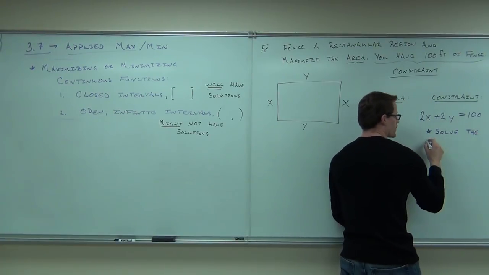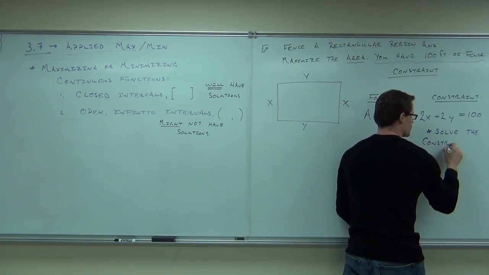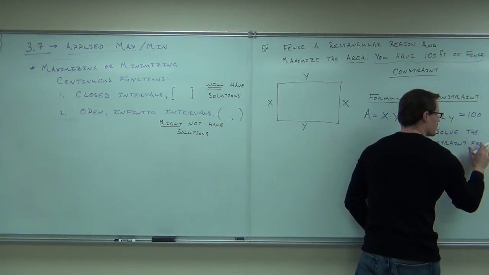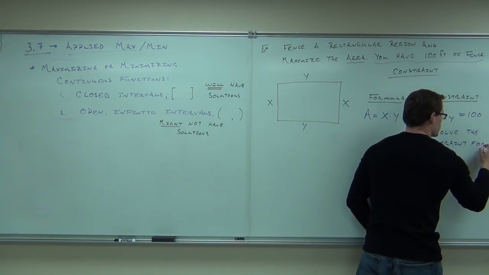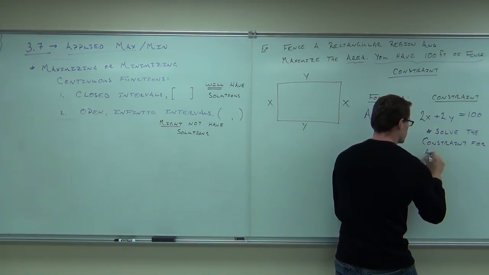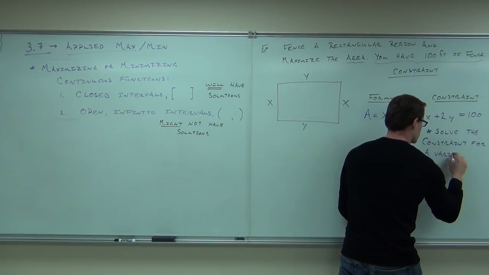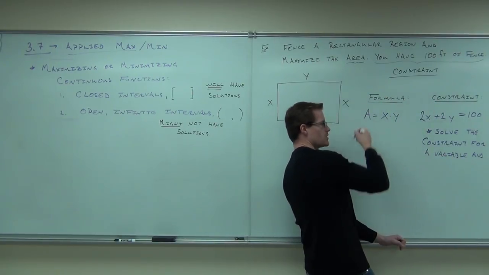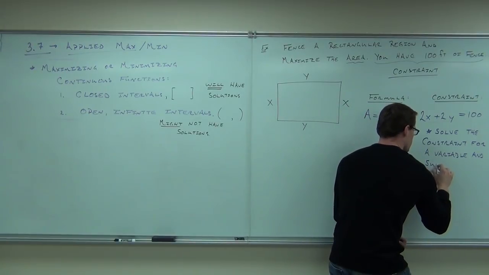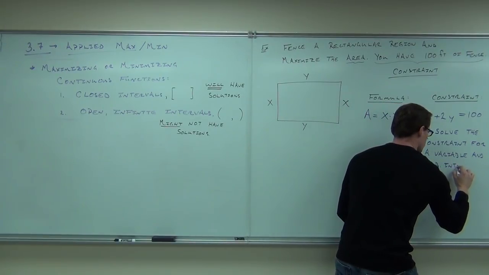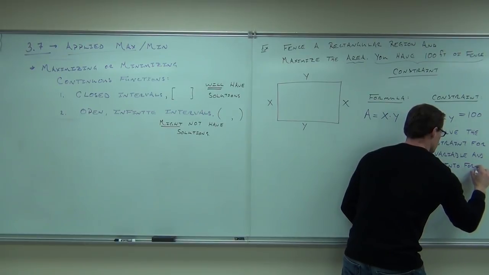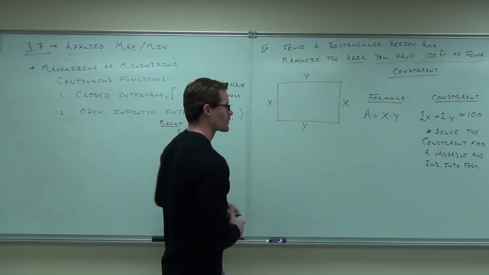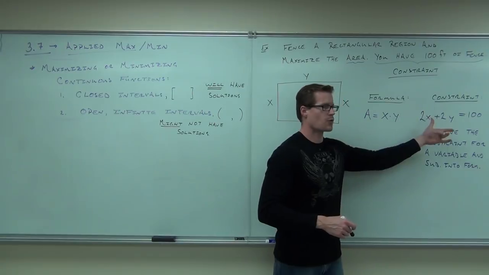So you're going to solve the constraint for one variable, and sub into your formula. Okay, you get to choose which one you want to solve it for. I'm going to choose to solve for y.